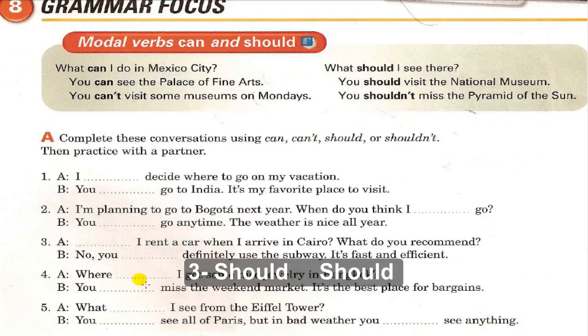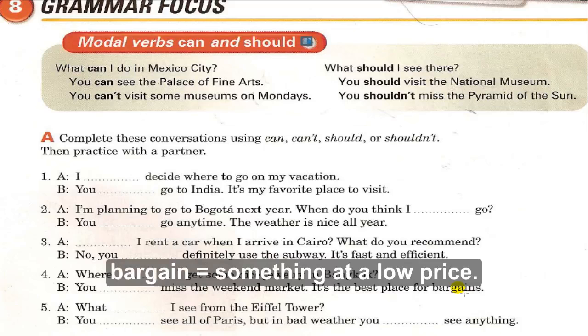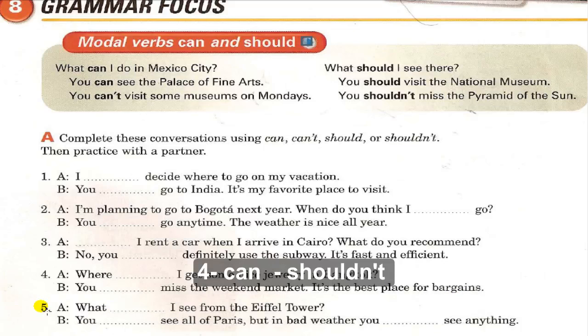Exercise number 4. Where can I get some nice jewelry in Bangkok? The G is silent in Bangkok. You shouldn't miss the weekend market. It's the best place for bargains. Where can I get: ability. B: advice. Bargains means buying things at very low, good, reasonable prices. Number 4: can, shouldn't.